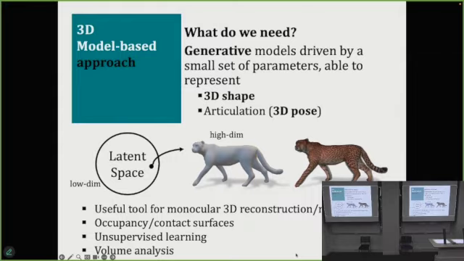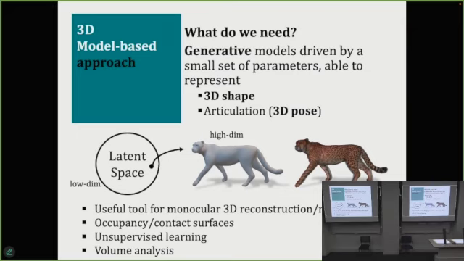Okay, to put in place this 3D model-based approach, we need a way to represent animals and the surface of animals and their skeleton. So essentially, we need generative models of animal 3D surface that are driven by a small set of parameters.